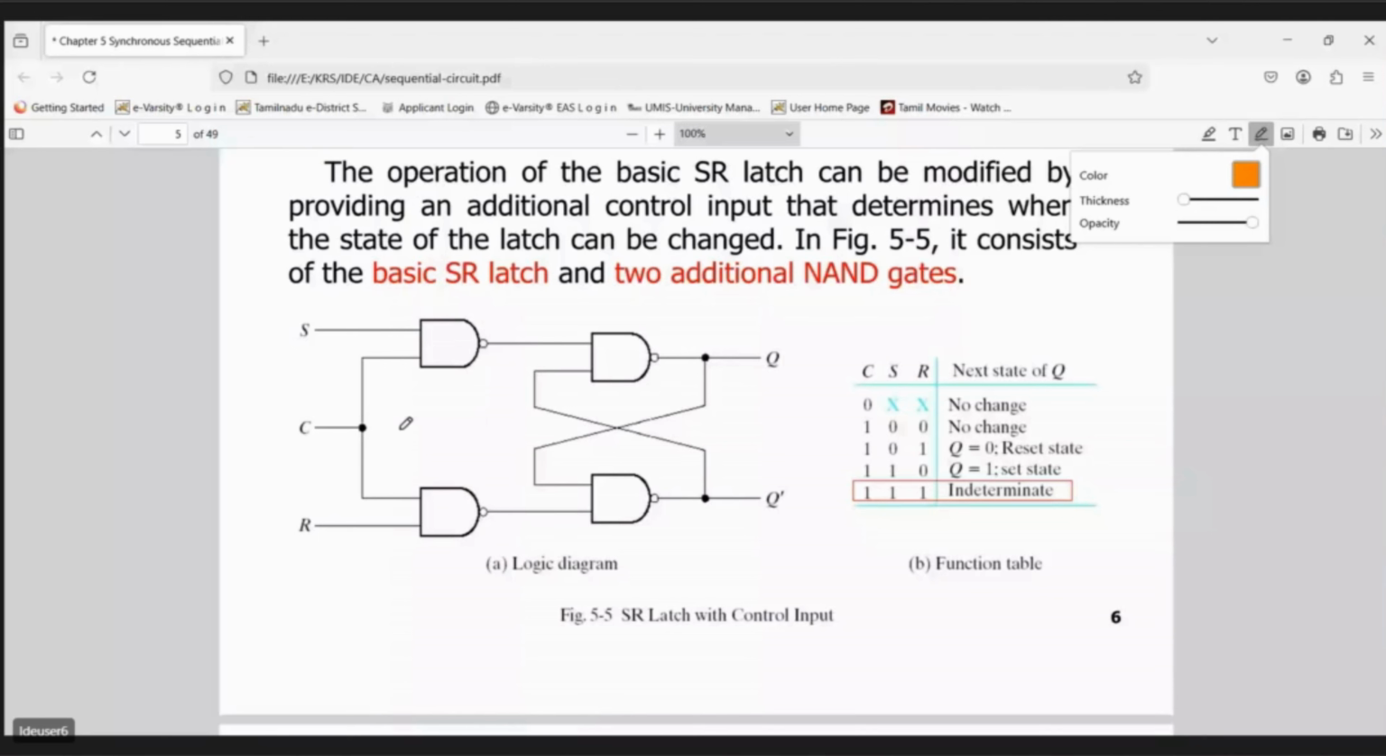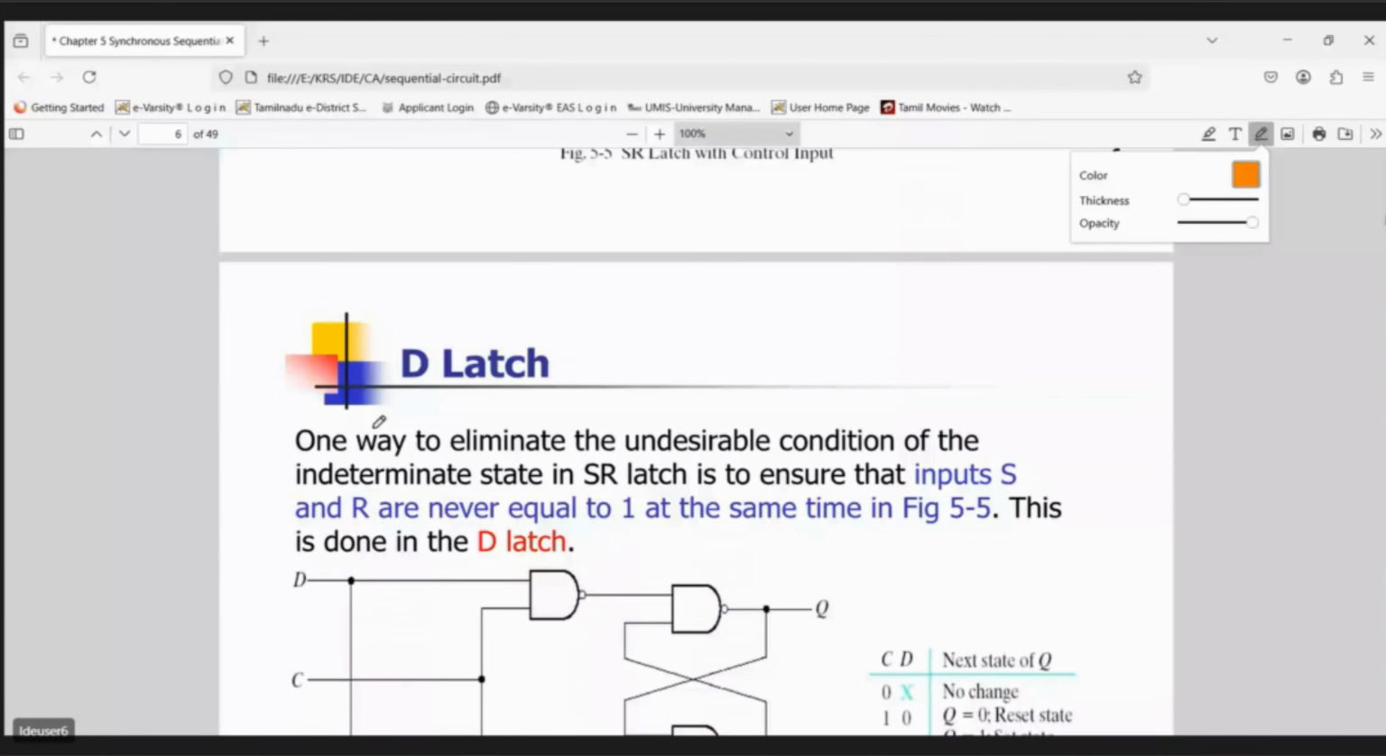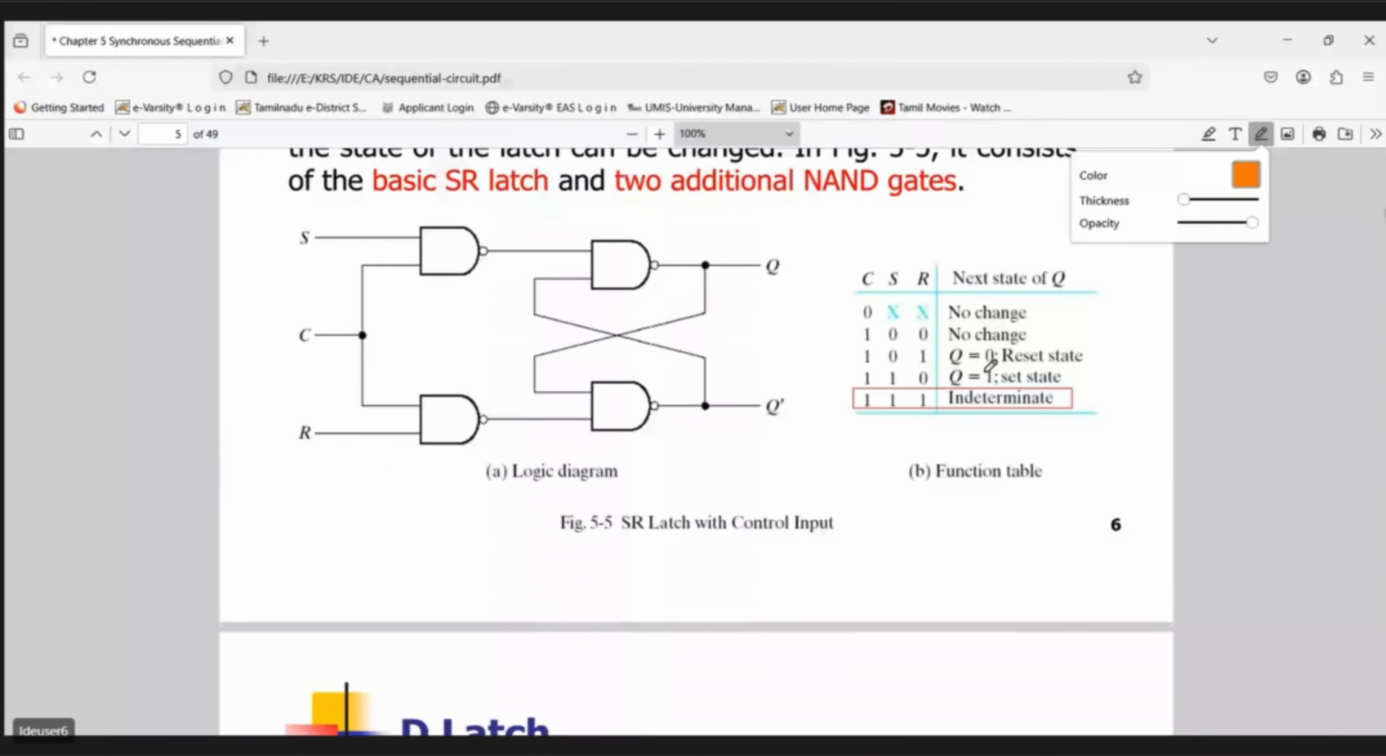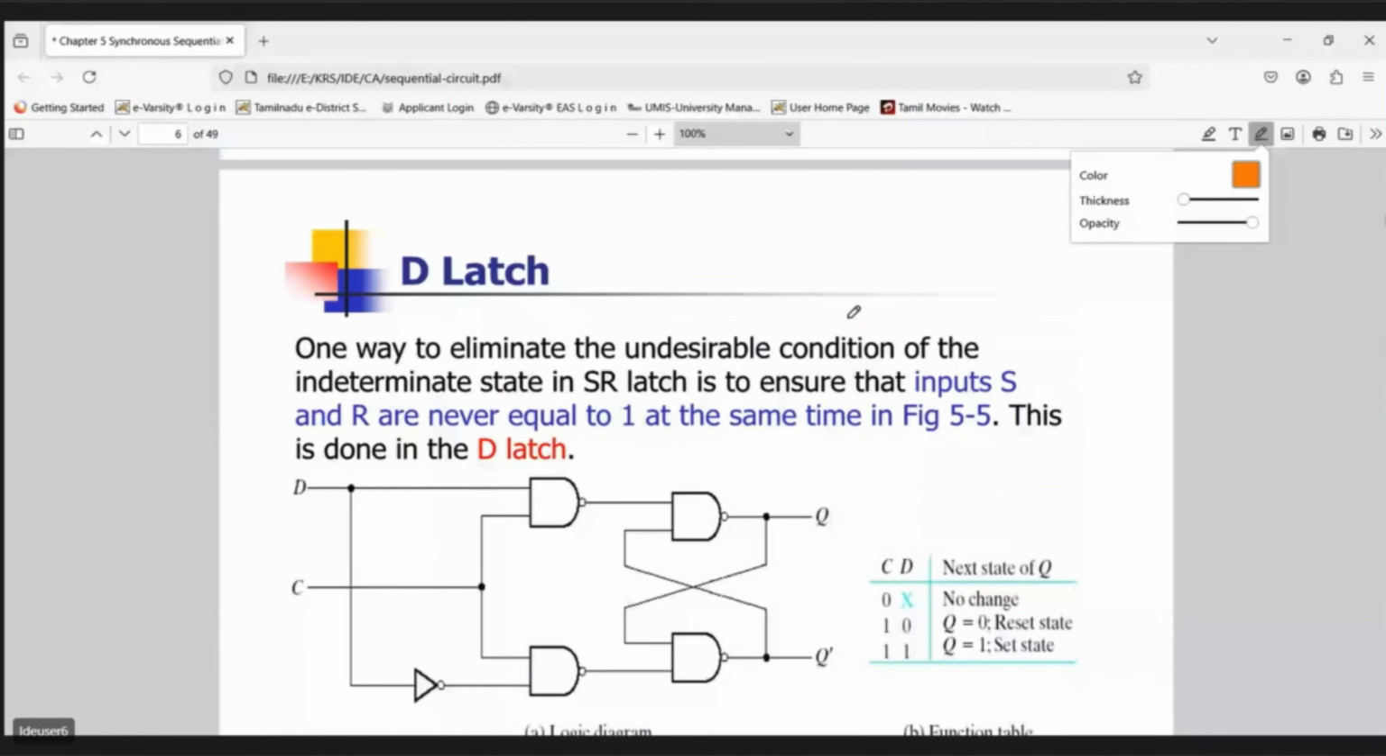Okay, the next one. D latch. One way to eliminate the undesirable condition of the intermediate state in SR latch is to ensure that inputs S and R are never equal to 1 at the same time in figure 5.5. This is done in the D latch.